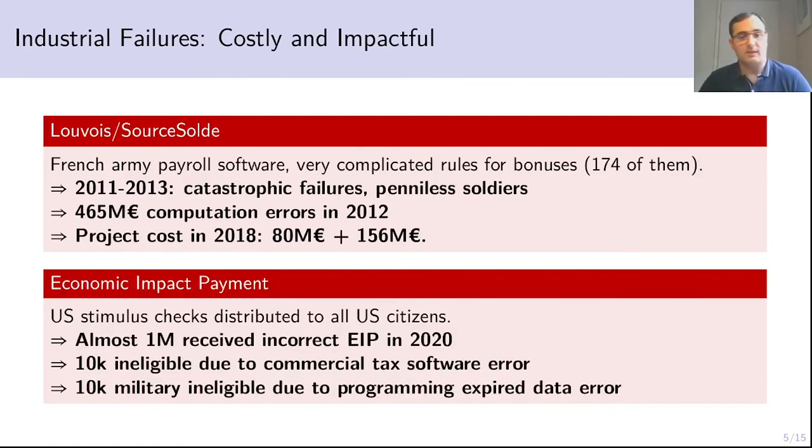Closer to the US, and more recently, there was the stimulus check distributed by the US government, which may seem like an easy task, since everybody should get one. Actually, there are subtle criteria to distinguish who is eligible or not for the check, and several tens of thousands of cases were incorrectly declared as ineligible because of various commercial tax software errors or subtle errors in considering, for instance, the status of military spouses.